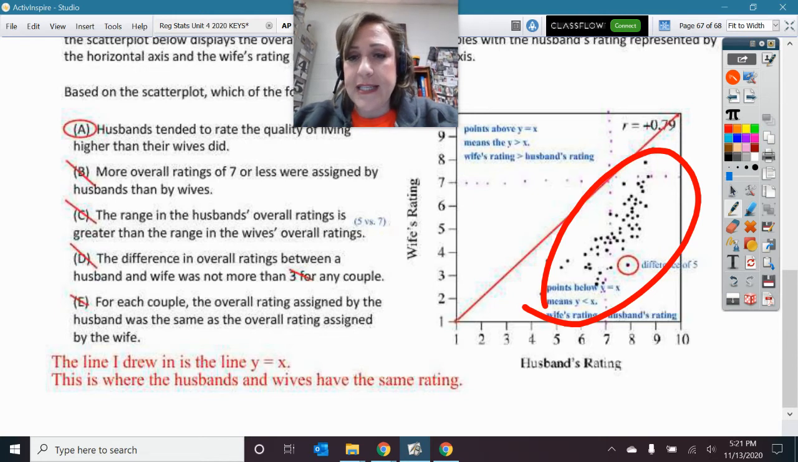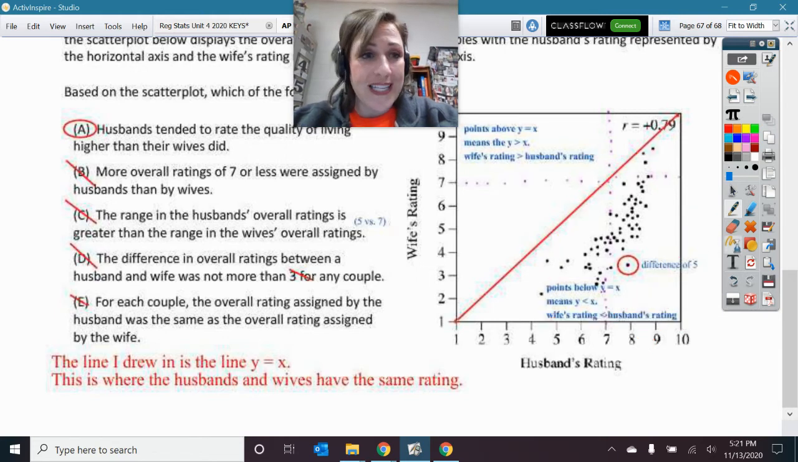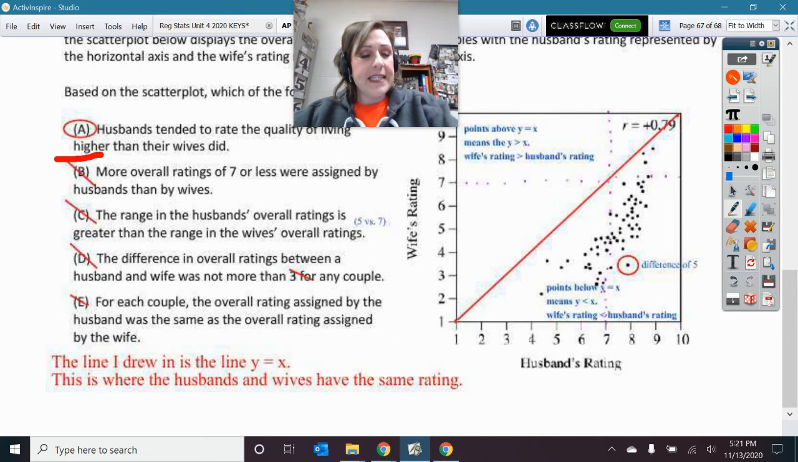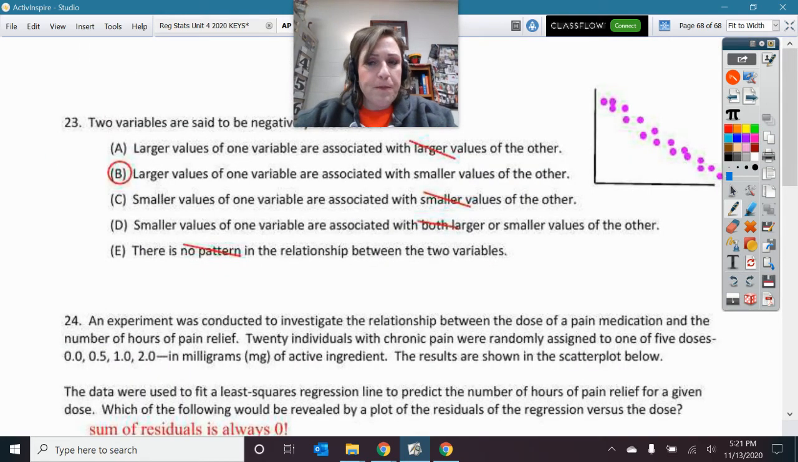Down here says that these Y values were less than the X values. And if the Y values were less than the X values, then the husbands tended to rate the quality of living higher than the wives. I did go through all these other ones to verify, and I've got some notes here on why those other ones are not true, but I'll just leave that right there. That was the key to understanding what was going on here in the relationship.